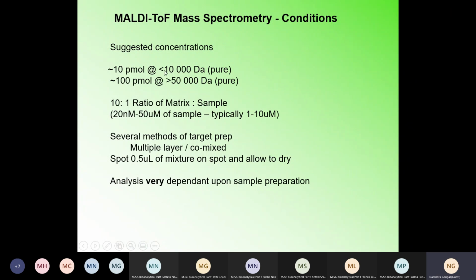Concentrations are very small, something like 10 picomoles. Very small concentrations can be used. I do not need a very large quantity of material. The ratio of matrix is generally 10 parts of matrix and 1 part of sample, so 10 is to 1. There are several methods of target preparation, multiple layer, co-mix, a variety of these. So I have to use a very small quantity, 10 parts of matrix and 1 part of sample.